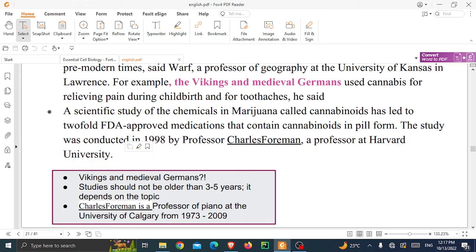But there are 2 problems. The 1998 evidence, when used in research papers in general, you're gonna know that it needs to be at most 5 years old. Aside from that, it's considered old data, and you need to find newer ones. And Charles Foreman is what? A professor of piano at the University of Calgary. So yeah, that is not accurate evidence at all.